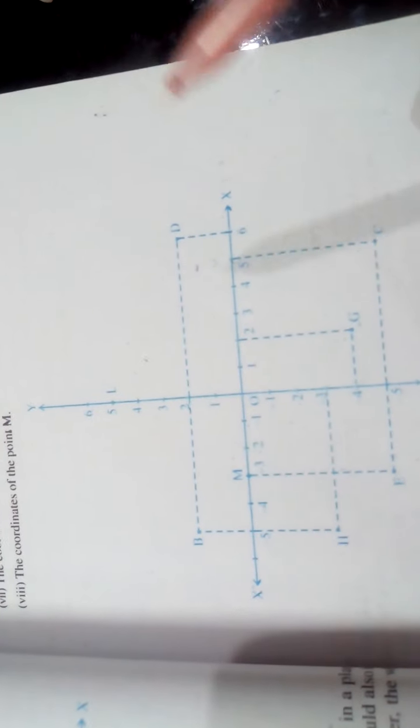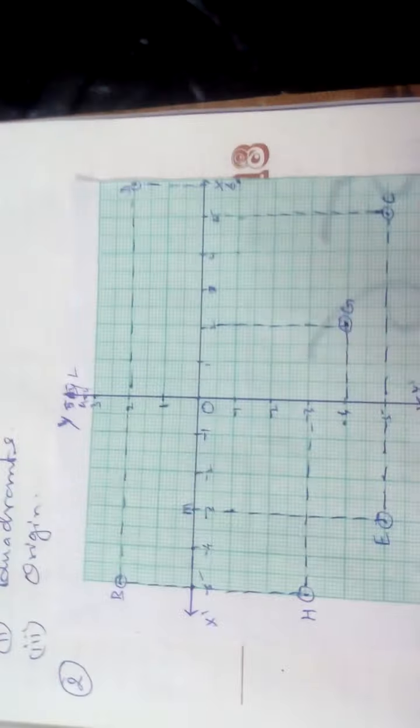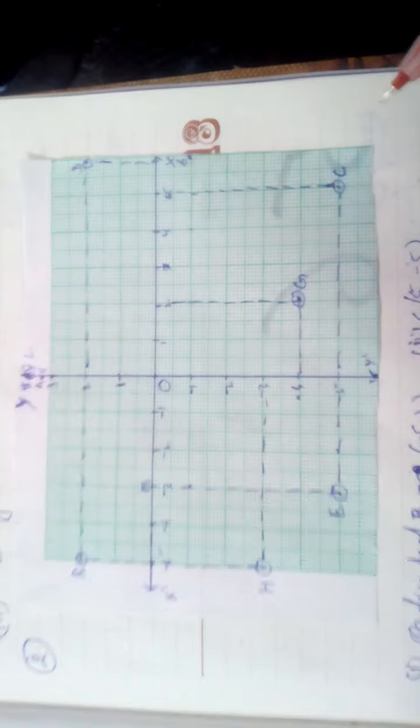Question number 2 is given, you plot these points B, C. One figure is given in the book. In this, different questions are given, and according to this you will give the answer. First of all, I have drawn here the figure that is given in the book.